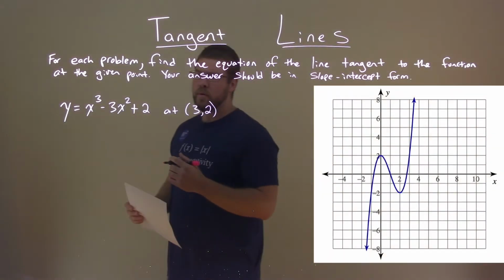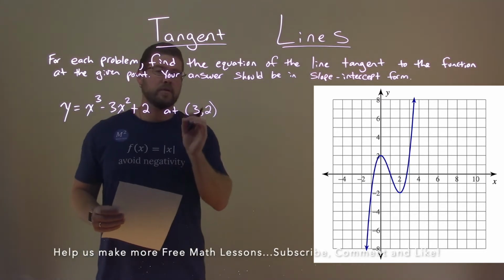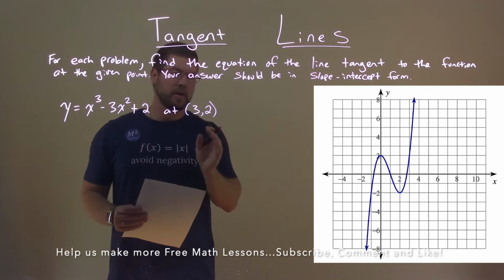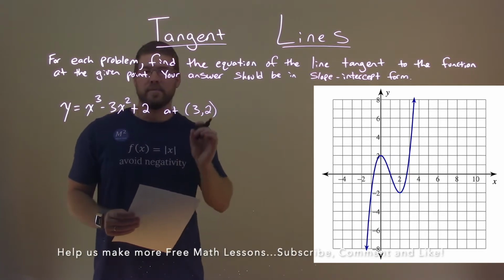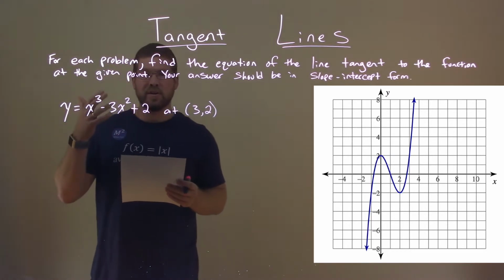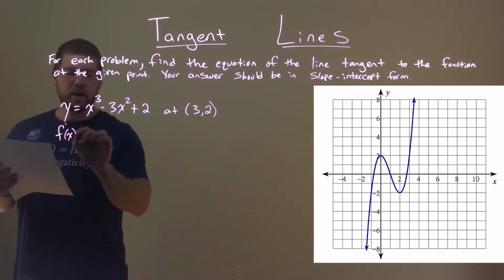We're given this problem right here, y equals x to the third power minus 3x squared plus 2, and we need to find the equation of the line tangent to the function at (3, 2). So what we first want to do is find our derivative. Let's call it f prime of x, and we're going to use the power rule.